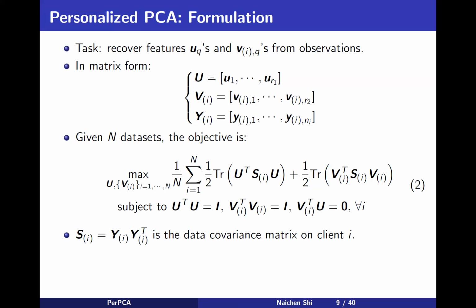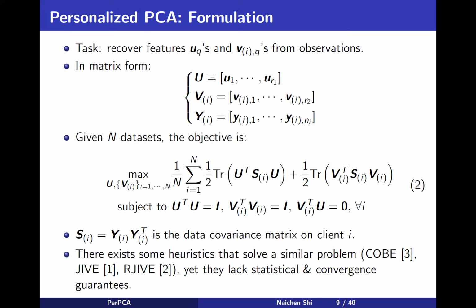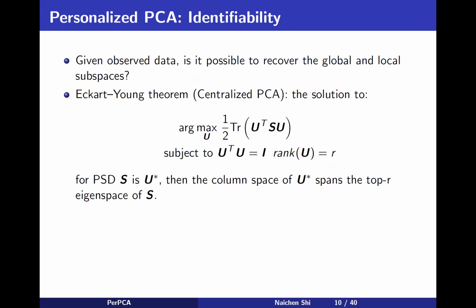Okay, this is a very intuitive extension to the standard PCA formulation. It has been proposed in literature, but those algorithms lack statistical and convergence guarantees. The first question we need to answer is: given our observations, can we actually solve the problem to recover the ground truth global and local PCs? Is it at all possible to obtain good estimates of the solutions? It's a problem of identifiability.